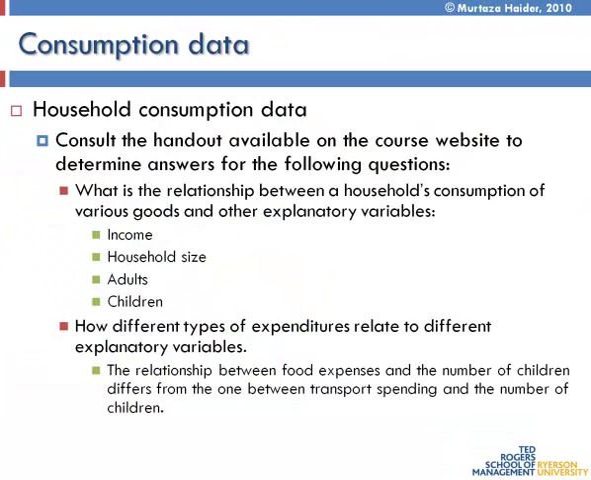So you can do the same with the consumption data, download it from the website, and there's also a handout that I've made available on how to model consumption data. Then you look at the relationship between households' consumption of food and the explanatory variables: income, what is the impact of income on food consumption, household size, and then you can break down the household size as adults or children, and you can also compare the household consumption on food with another variable such as transportation, and see how transport spending differs by the number of children and adults.